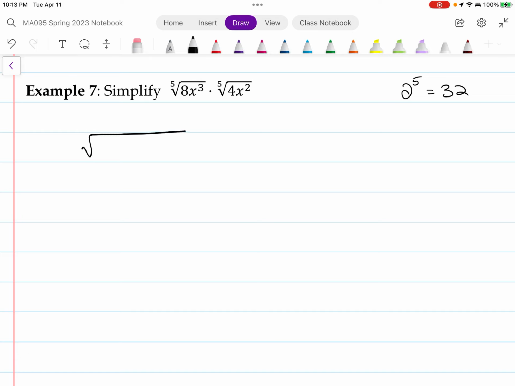So I see the 5th root of 32 times x to the 5. Well, this one ends up not being as bad as it looks. Okay, so I'm just going to give up on that one and start again. All right, so we've got the 5th root of 32. That is 2. The 5th root of x to the 5 is x. 2x. Not so bad. All right.